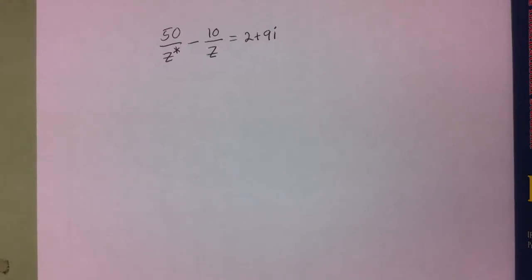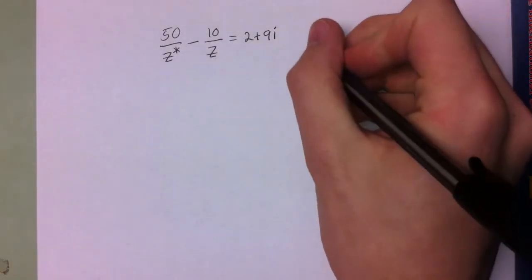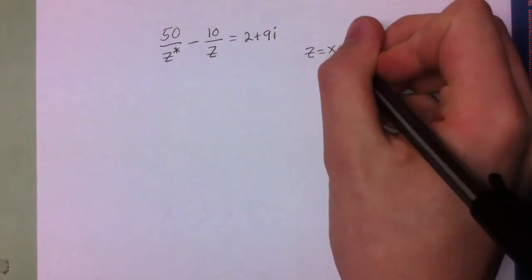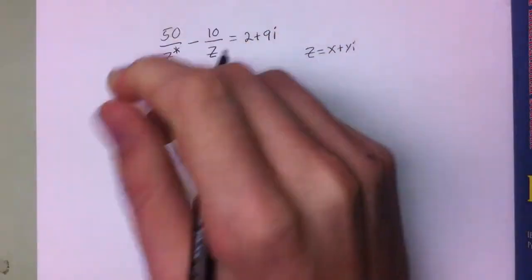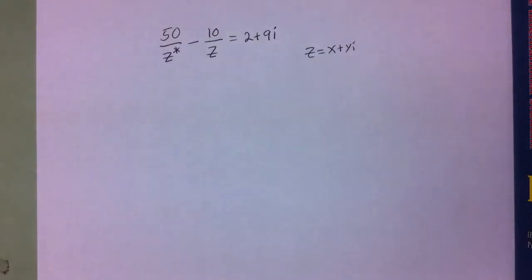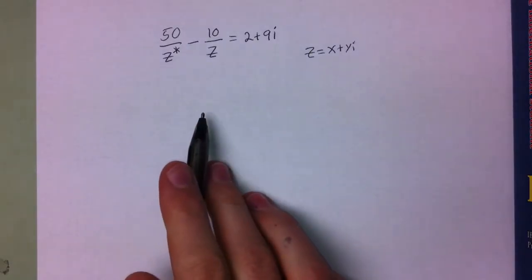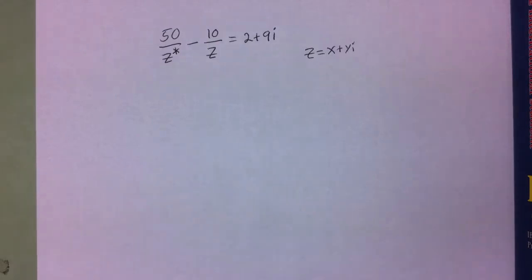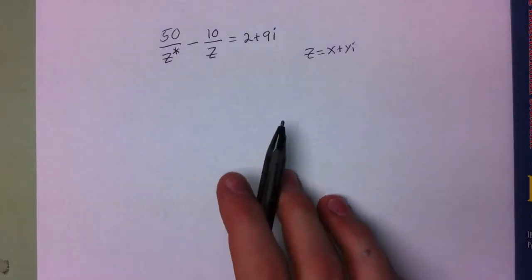So in this video, all we're going to do is look at a possible equation that you could be asked to solve that involves complex numbers. In this case, you'd be trying to find z in the form of x plus yi. The first thing we want to do is get rid of the denominators, and so we would multiply both sides by z times z conjugate.